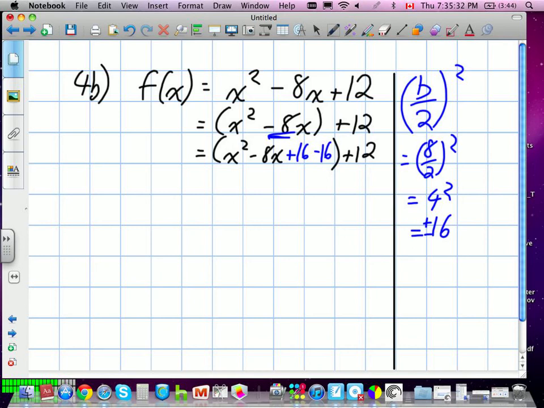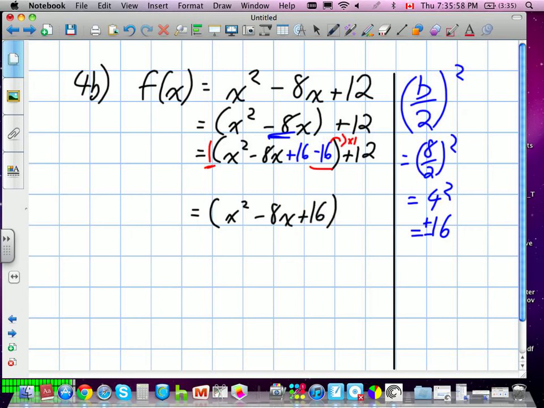You move the negative 16 off to the outside. What do I have to multiply it by when it comes out? A, but there's none. Well, technically, there's a 1. So we multiply by 1. Is that going to change anything? No. So now what's my bracket going to read? X squared plus 8x plus 16 bracket. Minus 16 plus 12. Good.